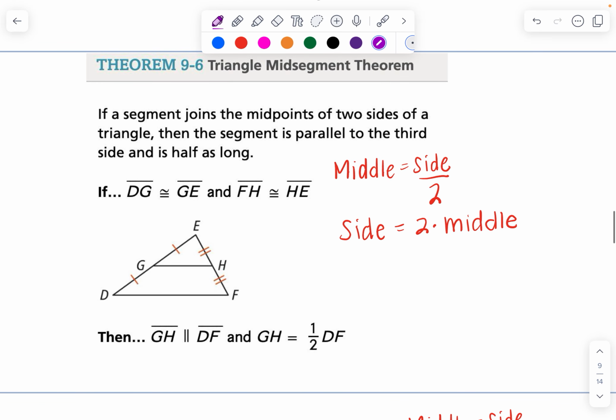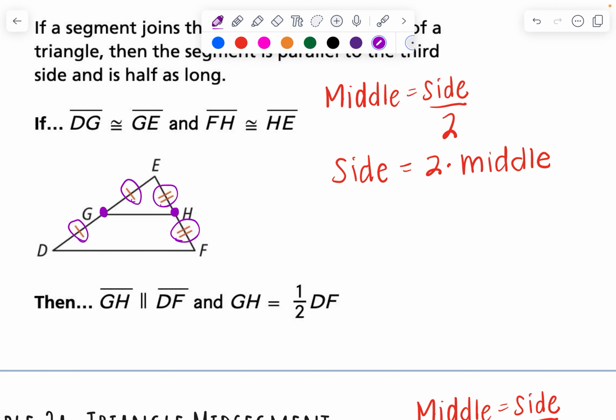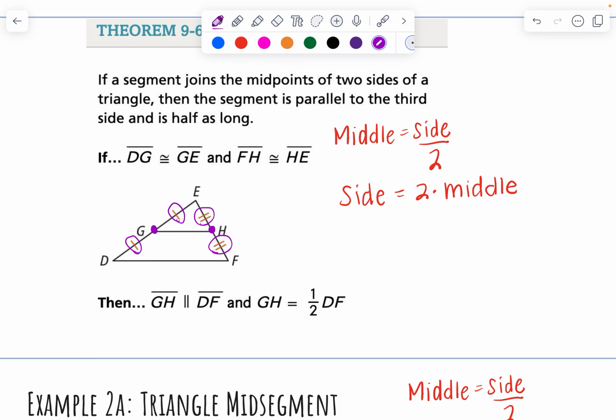The other thing we're going to look at here is a triangle midsegment theorem. Again, you don't need to know the name of the theorem, but you need to know how it works. If a segment joins the midpoint of 2 sides, that means it's in the middle. So here I know that G is in the middle of that side because those 2 sides are congruent. I know H is in the middle of the right side because those 2 parts are congruent. So if that's true, then this middle segment, this is what I'm going to be referring to as middle, is half the length of the side it's parallel to.